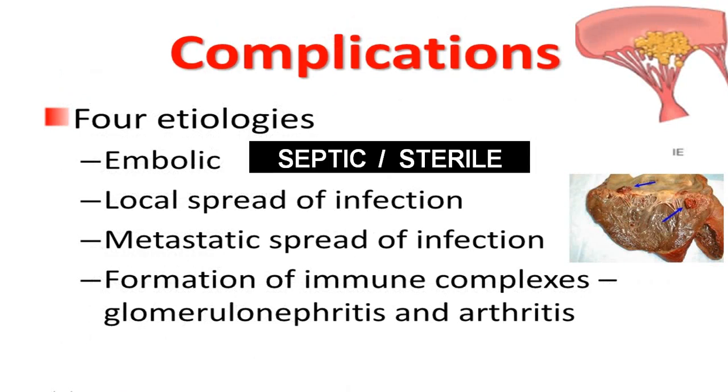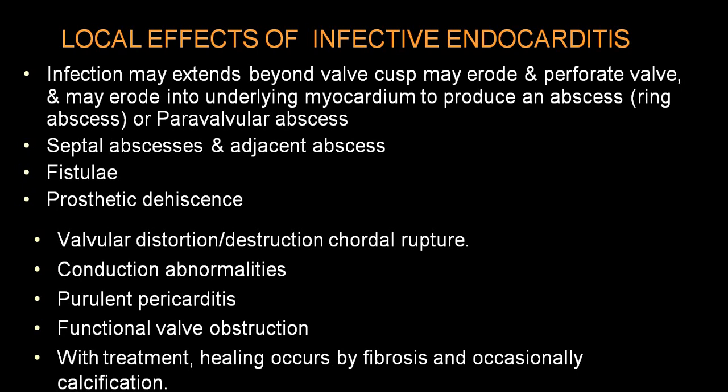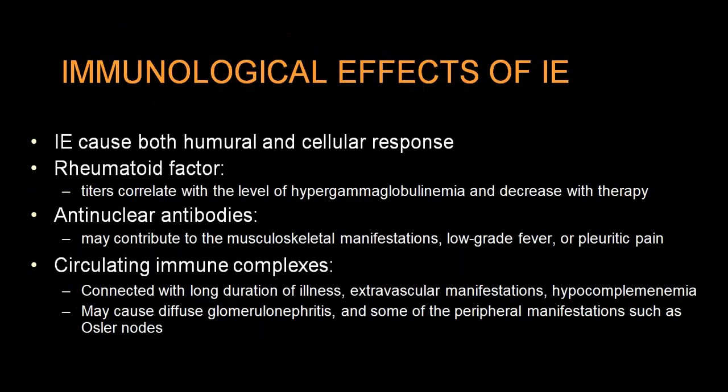Emboli may be septic or sterile, etc. So all those things we have already mentioned. This is the immunological mechanism which will produce RA factor positivity. You can have glomerulonephritis, you can have Osler's node, Roth spot. These are the three common ones. Roth spot, Osler's node, and glomerulonephritis become the topmost on the list.